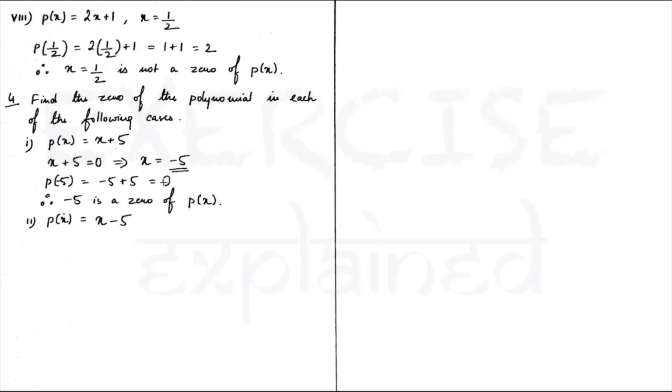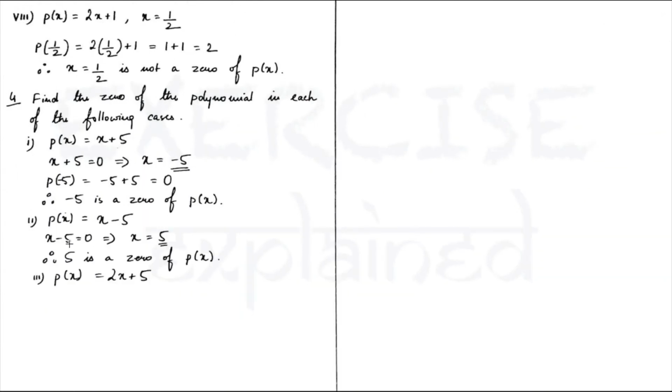You need not check this again. This was the first question. That's why I showed you. You can leave it till x is equal to minus 5, and after that you can write minus 5 is a 0 of p of x. Coming to the next question, p of x is equal to x minus 5. So here what we get is x minus 5 is equal to 0. Minus 5 goes to the right hand side. We get x is equal to 5. So we can say 5 is a 0 of p of x.